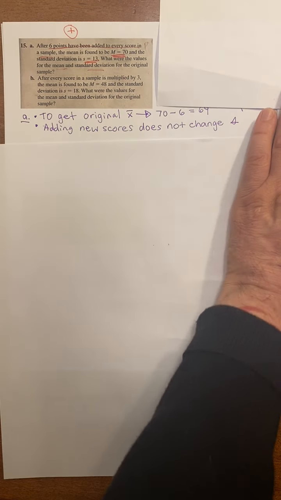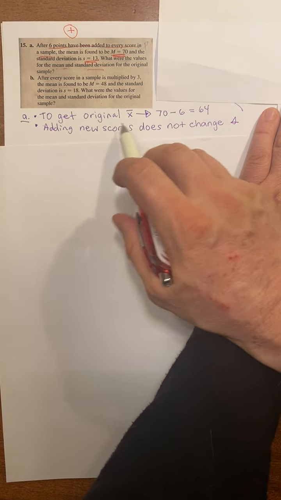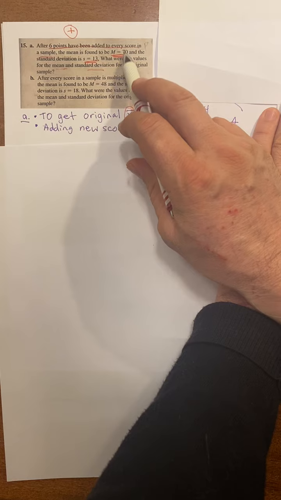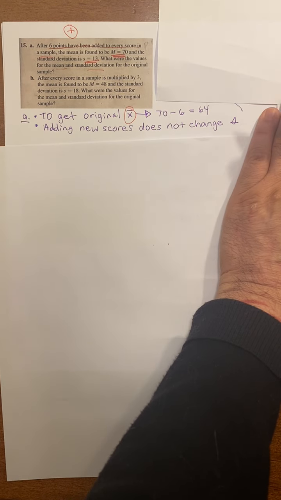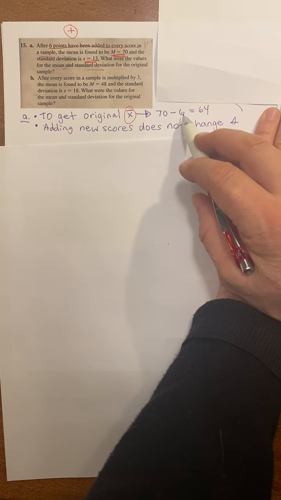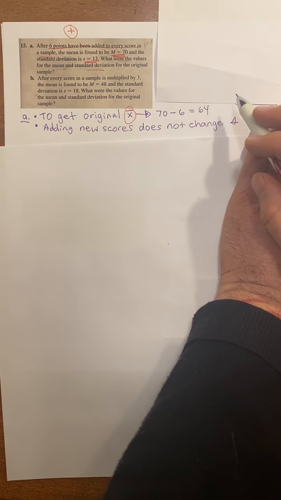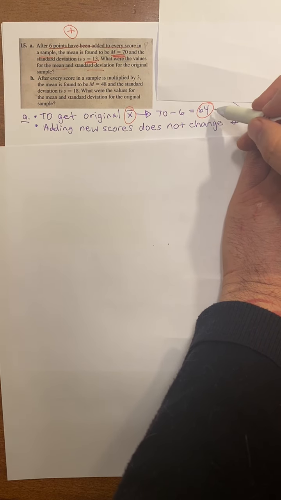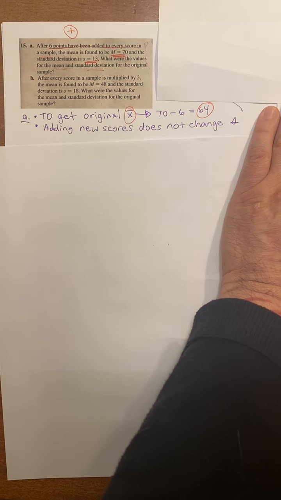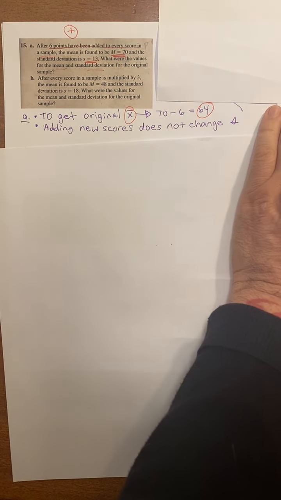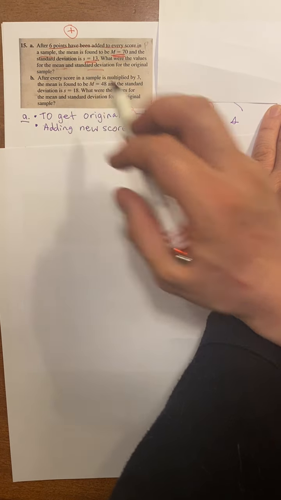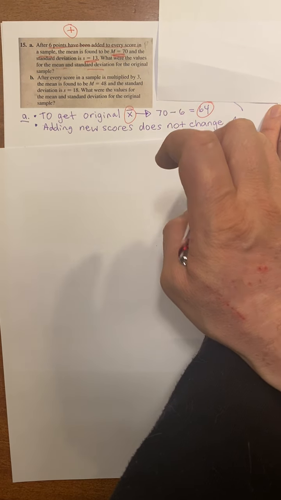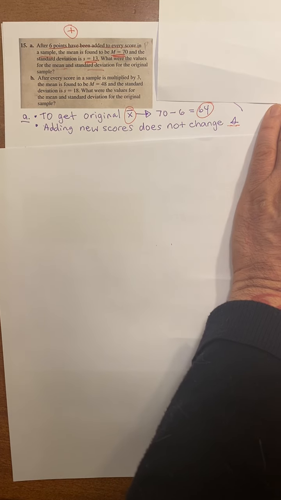That is said here. So it says, to get the original sample mean, we're going to take the mean that we got, this is the new mean, that's 70, and we're just going to simply undo what we had done before. We're going to subtract those 6 points that we'd added. And when we do that, we see that, oh, okay, 64 then was the original mean. However, we also have to see what we do to the standard deviation. It turns out adding new scores does not change the standard deviation. So what this is saying is that we're not going to do anything to change the standard deviation because we don't need to.